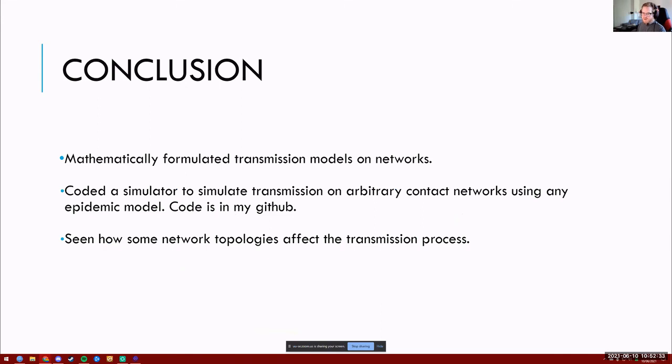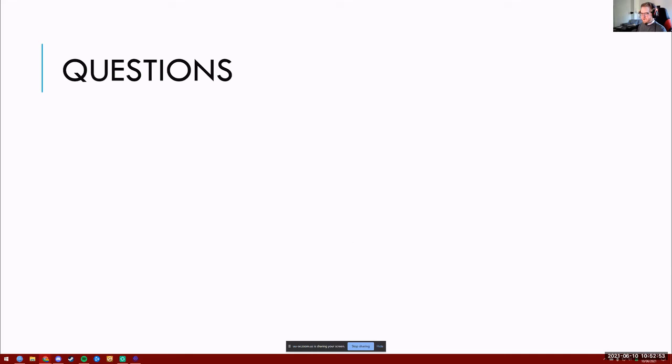And so what we have done is mathematically formulated transmission models on networks. We have coded a simulator to simulate transmission on arbitrary contact networks using any epidemic model. The code for all of this is in my GitHub that I can send. And we have seen how some network topologies affect the transmission process. So, any questions?